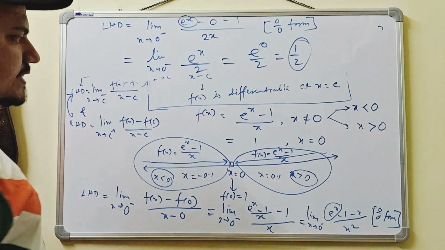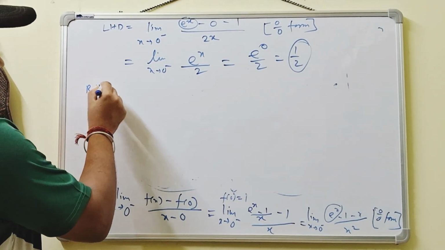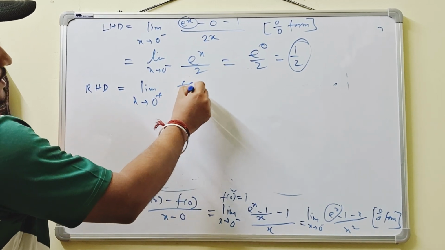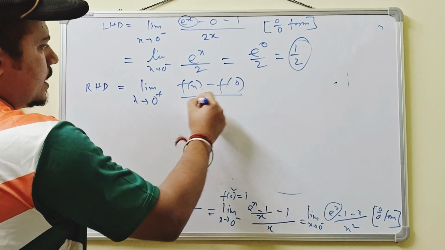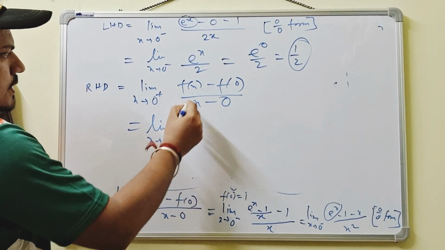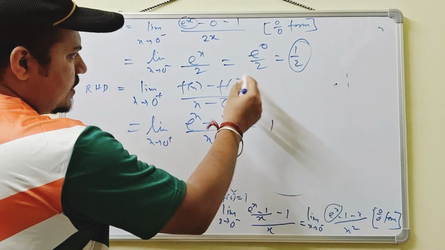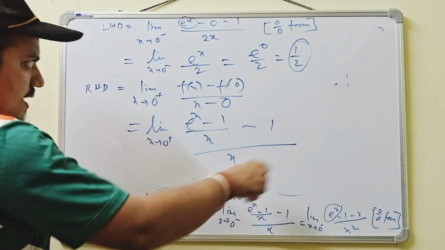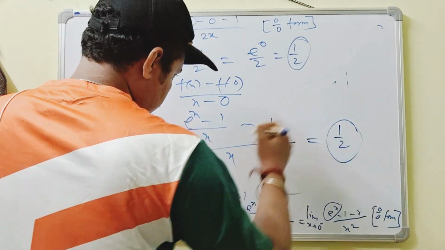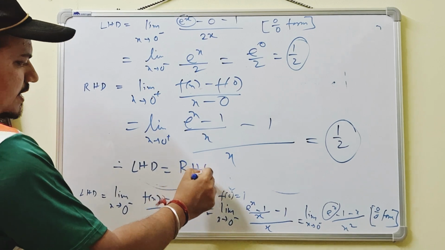Similarly, you can check the right-hand derivative. For the right-hand derivative, the limit as x tends to 0 plus of (f(x) minus f(0)) by (x minus 0). The same function is used here, (e to the power x minus 1) by x minus 1, where f of 0 is 1, divided by x, the same as I already did here. That value is also 1 by 2. So you can clearly see that the left-hand derivative is equal to the right-hand derivative.